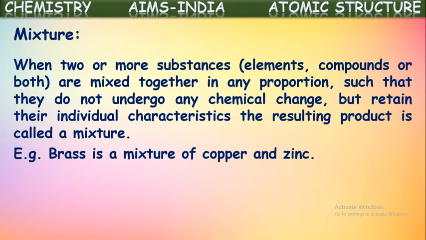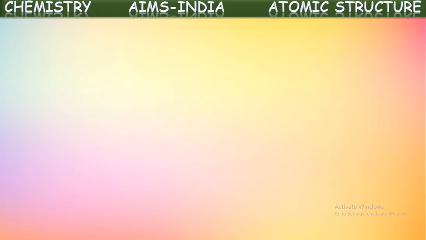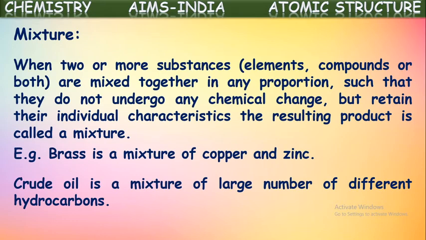For example, brass is a mixture of copper and zinc. Crude oil is a mixture of a large number of different hydrocarbons. So these all come under mixtures. In this, the substances are mixed either in a uniform proportion or in any proportion, but they do not combine chemically. They can be separated. Such kinds of products are called mixtures. Brass is a mixture of copper and zinc. The two metals are mixed; they do not combine chemically. And crude oil, we know, is taken from under the layers of the earth's crust, and it is a mixture of many kinds of hydrocarbons like petrol, diesel, and kerosene. These are all present in it. So it is a mixture.